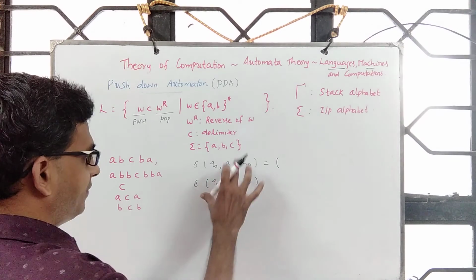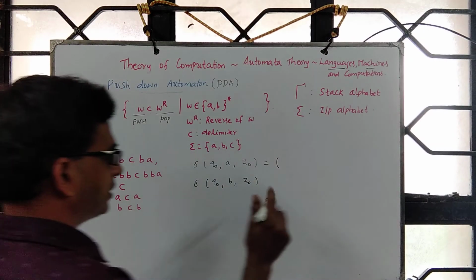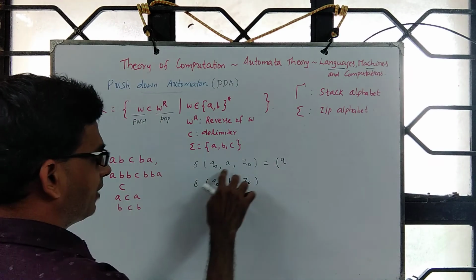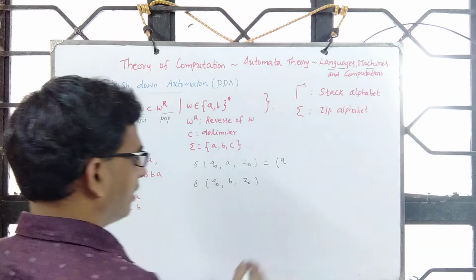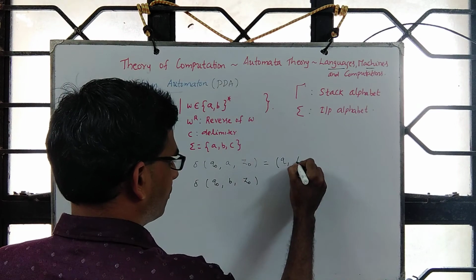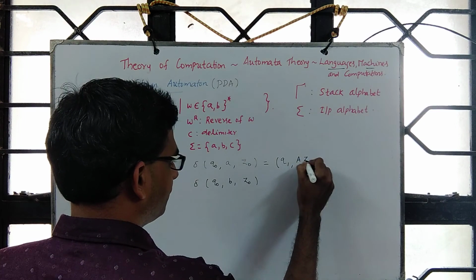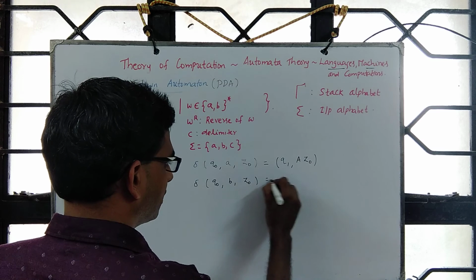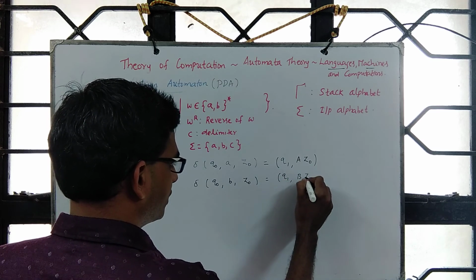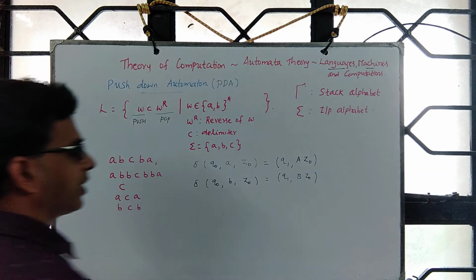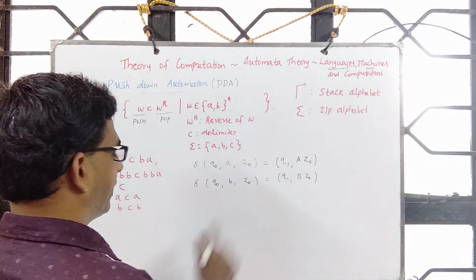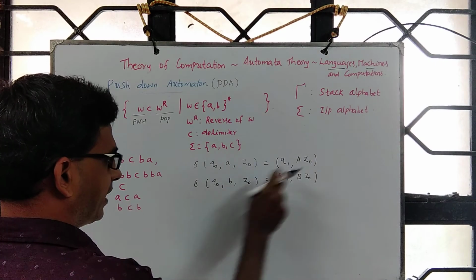So the first part we perform push. This becomes Q0 comma A comma Z0. Let me go to Q1 and push capital A, followed by this, and go to Q1 and push this. For this capital A, for this capital B. Where do they come from? They come from gamma.